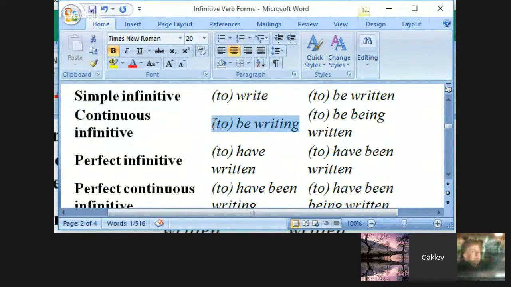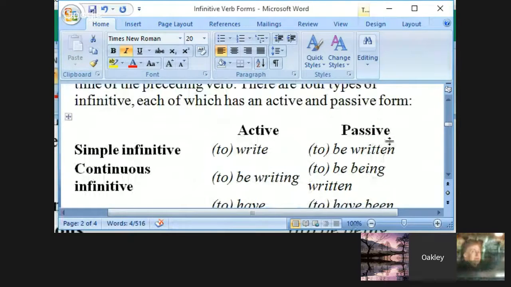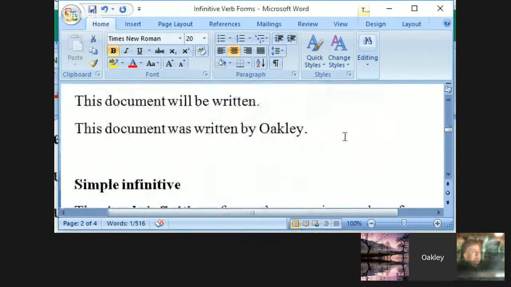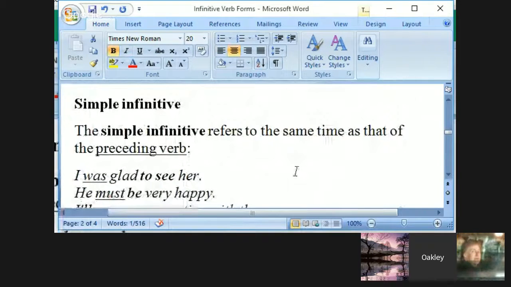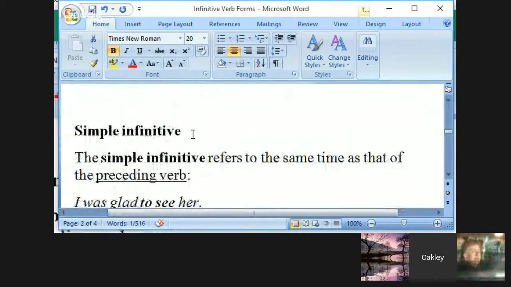To be writing is the continuous infinitive, the perfect infinitive, to have written, perfect continuous, to have been writing. And yes, they do have passive forms. It's rare to run across these passive forms because they're not really necessary. All right, let's kind of take these one by one and we'll practice them as we go along.